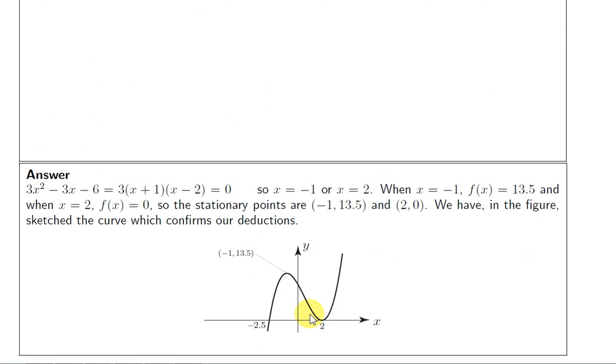So since cubic equations have 2 turning points at most, we can draw a rough sketch. So this one here must be a local max, and this one must be a local min.